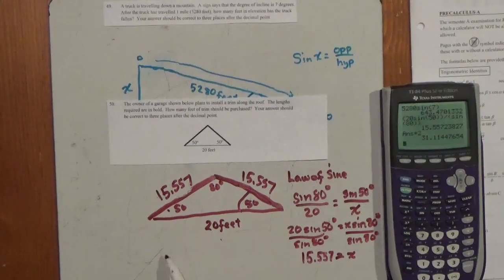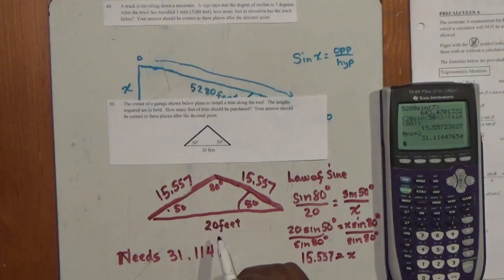If I just multiply that by 2, it'll let me know how much trim I need. So the garage owner needs 31.114 linear feet. That's what it should say, but we're just going to say feet.